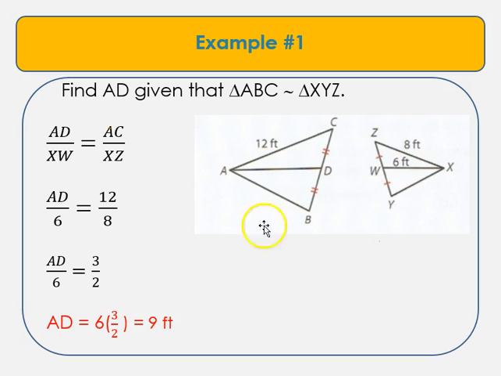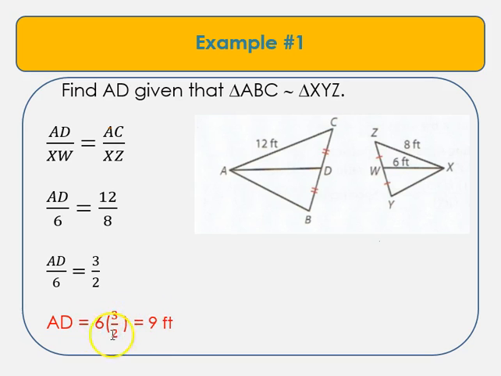There's the lengths of 12 and 8 right there. And if we go ahead and reduce 12/8, that becomes 3/2. And if we multiply across, we have 2 AD equals 6 times 3, which is 18. And 2 can divide both sides, and you'll end up with AD equals 9 feet.